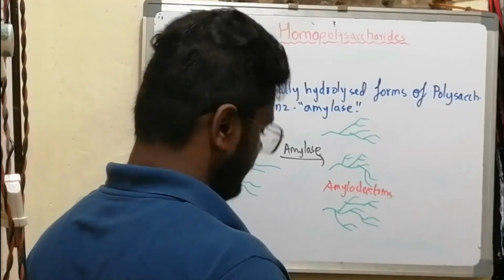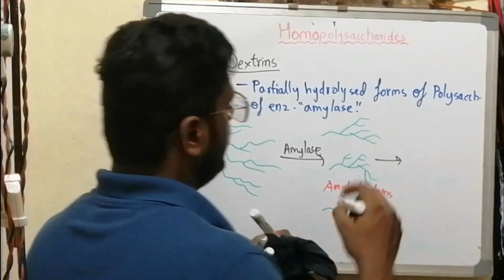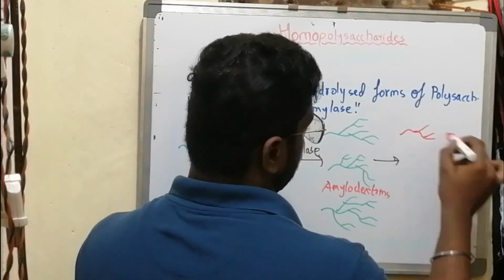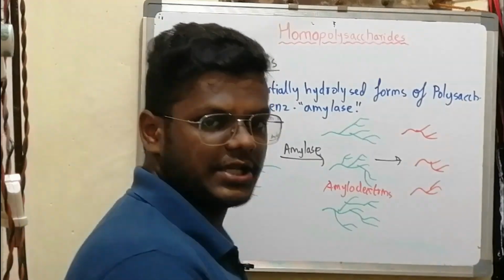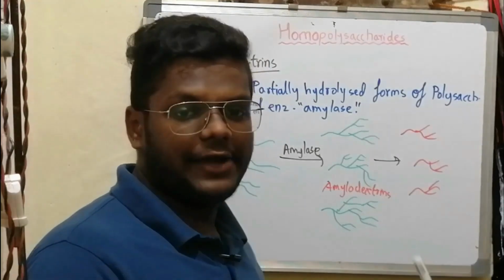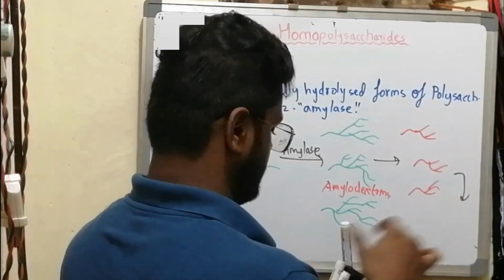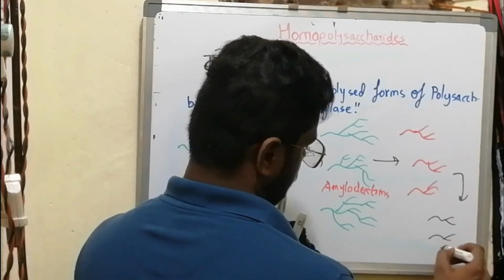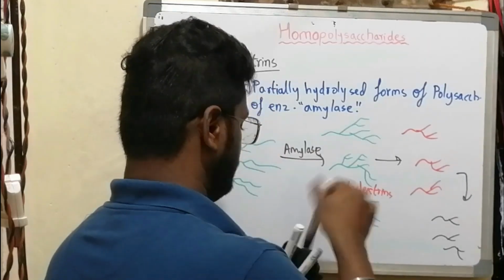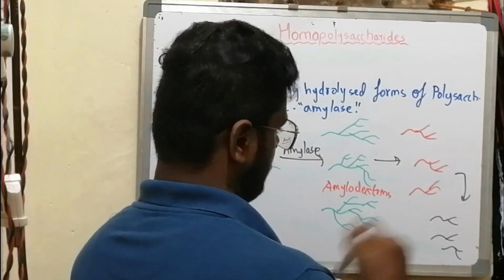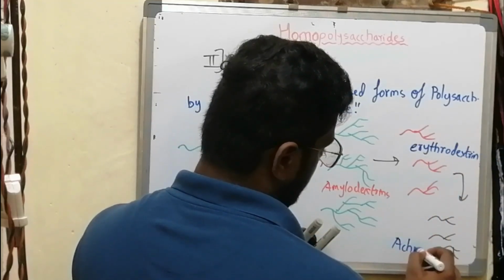Further, if the amylase acts on them as well, we get erythrodextrin. So what are erythrodextrins? They are the smaller groups of dextrins which on the action of iodine give red color, and then at last we get achromodextrin, or acrodextrin. So this is our erythrodextrin, and this is our acrodextrin.